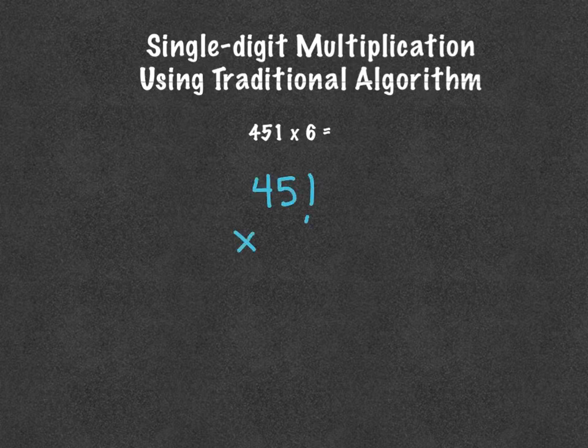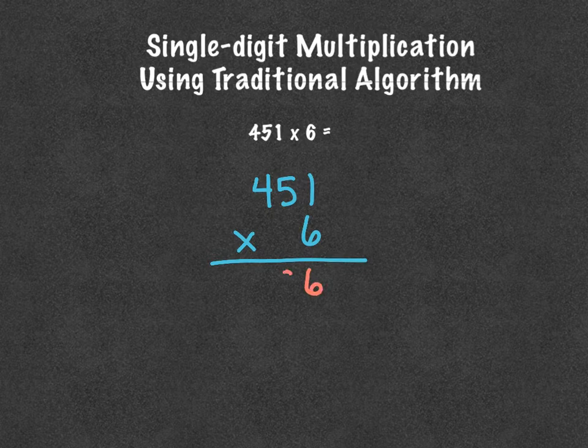451 times 6. Okay, so again, we're going to take this 6 and multiply it times each number up here at the top. So 6 times 1 is 6. 6 times 5 is 30. Regroup my 3. 6 times 4 is 24. Plus 3 is 27. So our answer here is 2,706.